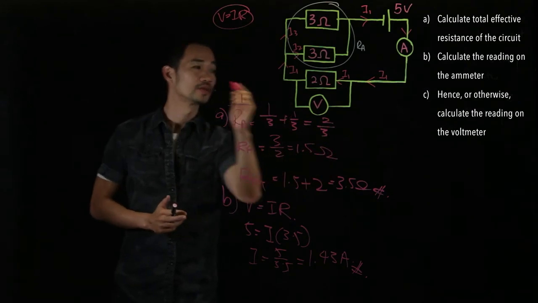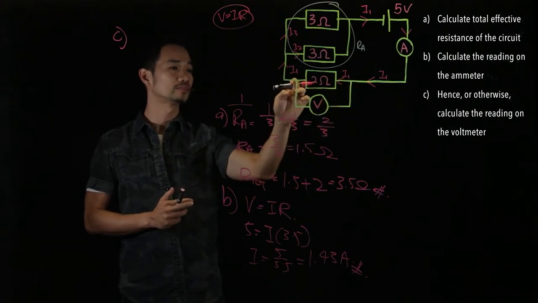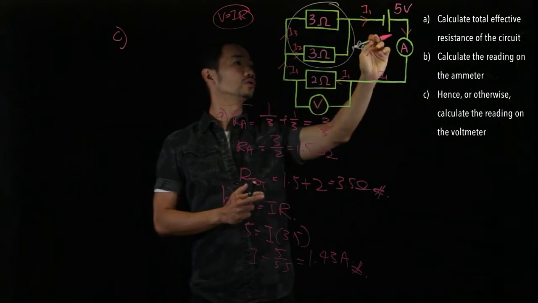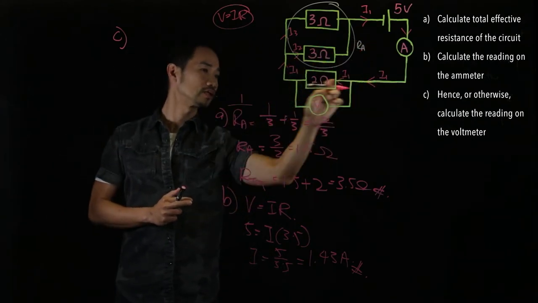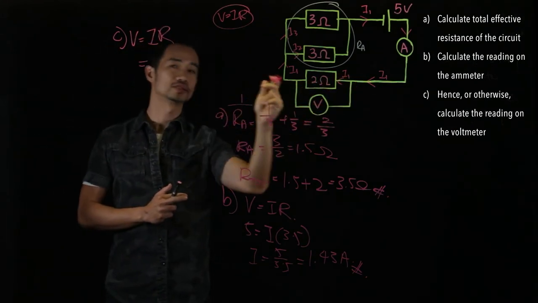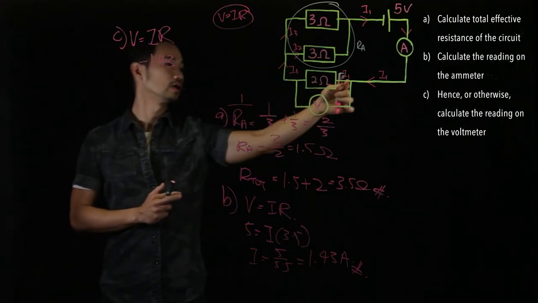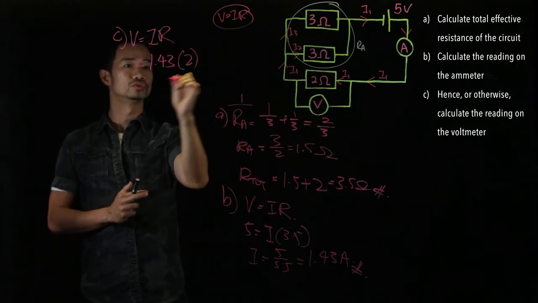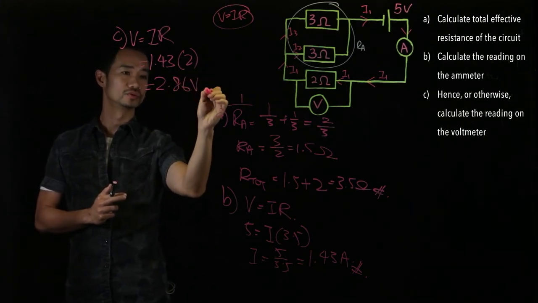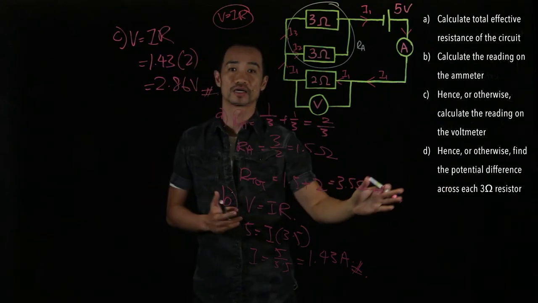All right, back to part C. Hence or otherwise, calculate this reading. Here, we are calculating the PD across the 2 ohm resistor. We just have to ask ourselves, what is the current that's flowing through it? V is equal to IR. The current that's flowing through the 2 ohm resistor is what we found to be 1.43, and the resistance is just 2. So you will get 2.86 volts.